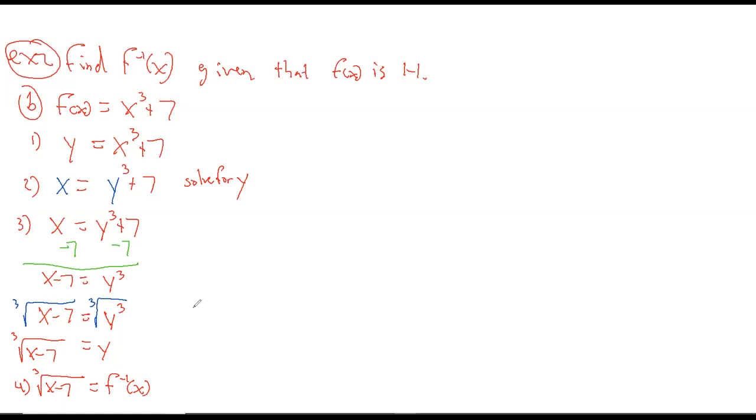And that's our answer. If you want to make the inverse be on the left side, it doesn't really matter. But I know a lot of people like to see the function on the left, so I will do that. So f inverse of x is the cube root of x minus 7.